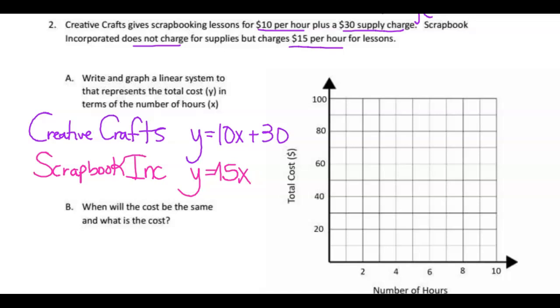Let's start with Creative Crafts. I should have a point at 30. For Scrapbook Incorporated, I should have a point at (0, 0). Now remember, if you're going to do this on your calculator, you need to go back to Zoom and press number 6 for the standard window. So if you graph these and you find the point of intersection, the point of intersection is the ordered pair (6, 90), which means we should have a point at (6, 90) on our graph. And you need to use your ruler and draw yourself 2 lines.